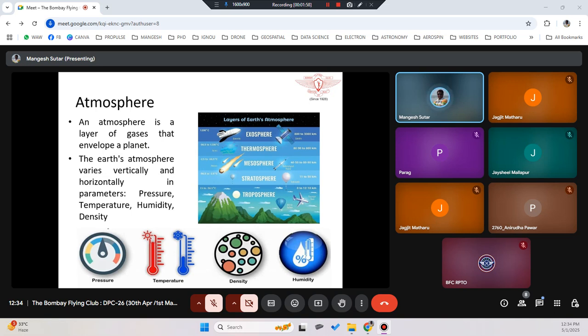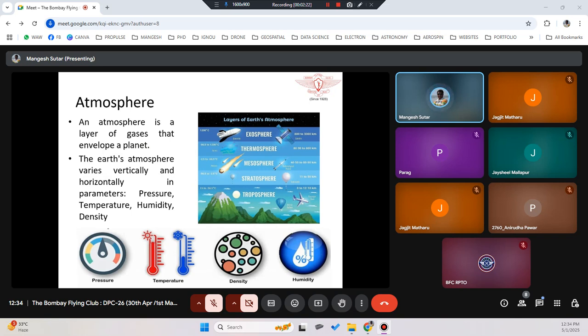If you go a little bit higher, maybe Mahabaleshwar, their pressure, temperature, humidity, and density will again differ. So not only horizontally, but even vertically, it will vary. The Earth's atmosphere varies with these four parameters. These are the four critical parameters of the atmosphere: pressure, temperature, density, and humidity.